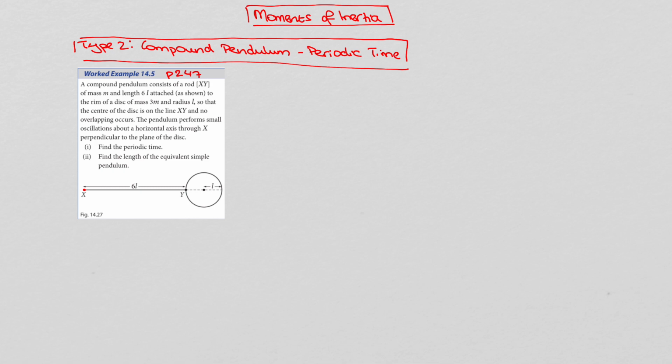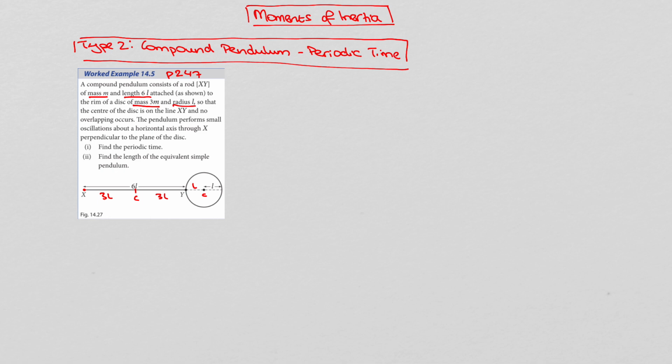So we're told that the rod has a mass of m and a length of 6L. So if I mark in the midpoint on the rod at C, that means we have 3L to X and then 3L to Y. And we know that the disc has a mass of 3m and a radius of L. So there's L and L. And the centre of the disc, we just call it C here, is on the same line that is matching the rod. So in other words, the centre of the disc and the rod and X and the point Y all lie in the same straight line.